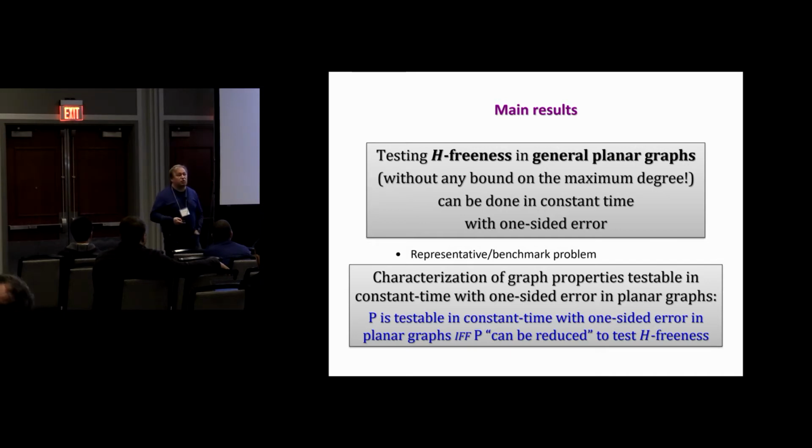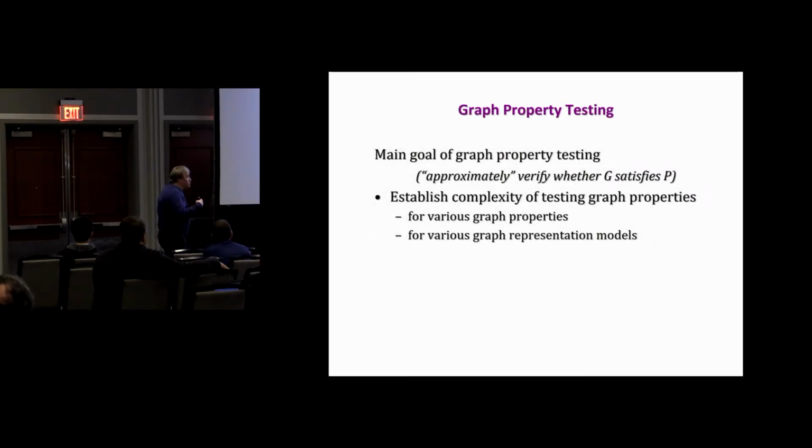Let me first start with my vision of graph property testing. Our main goal here is to study graphs and check whether they have properties. This is the general goal, but we want to study all possible graph properties and think about all possible graph representations. And there are many of them.